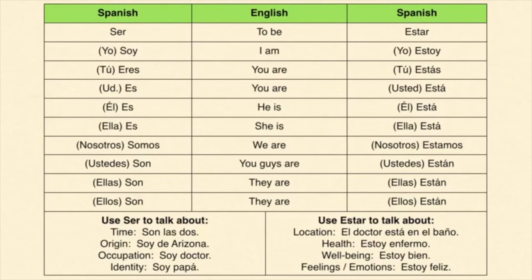With well-being, to say I am well, you could say estoy bien. Or with feelings or emotions, estoy feliz. I am happy. Another example with feelings or emotions, we could say ella está feliz, or ellos están tristes. Tristes means sad. Okay, so any of these forms that we choose on the estar side, again, will be in relation to location, health, well-being, feelings, or emotions.